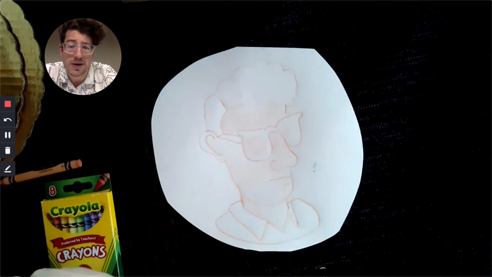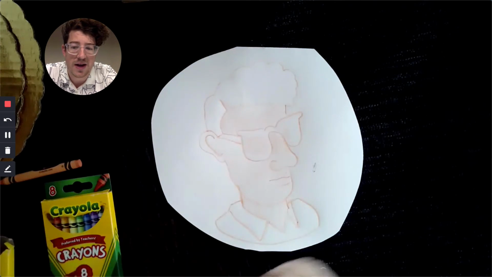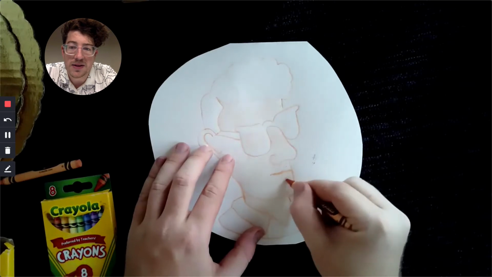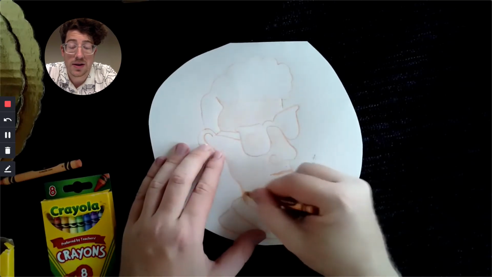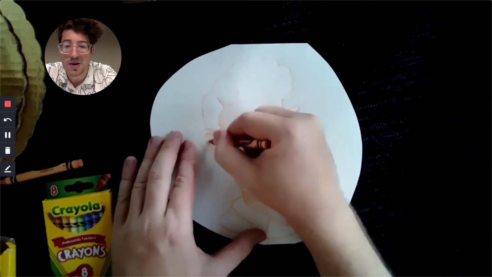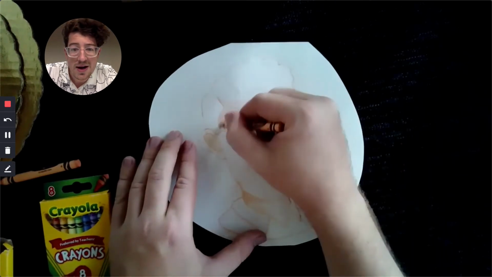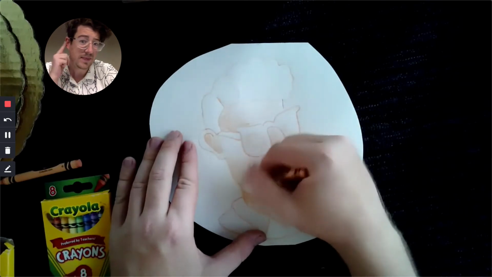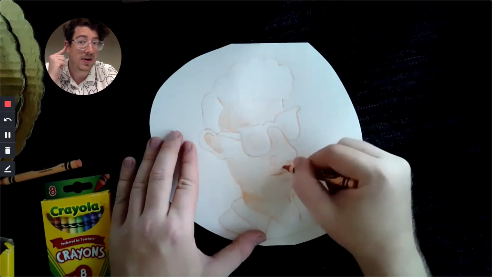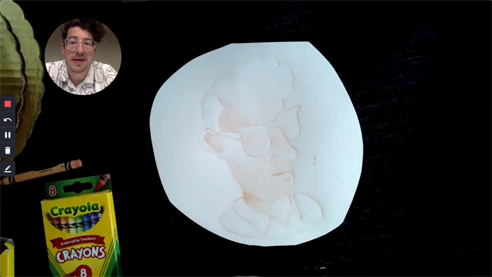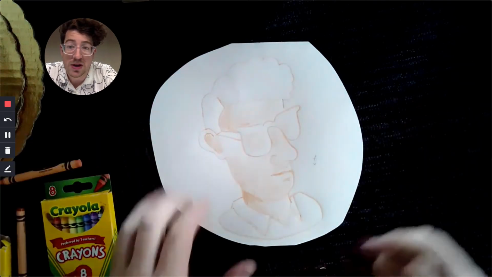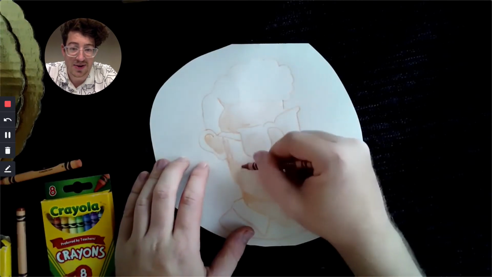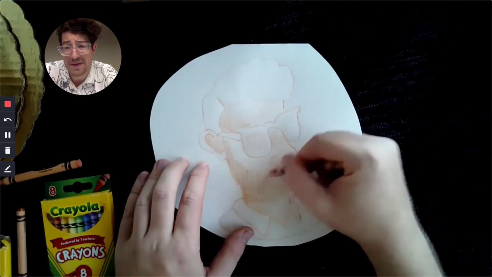I filled it in pretty nicely, but I'm going to take some different colors and add some shadows, because is our face all one color? No, we've got some areas that are darker, some areas that are lighter, and when we add in shadows like that, like I added in the shadow in my ear, it makes it look three-dimensional. It makes it look more realistic. So when we can add shadows, we should try it. Give it a try.